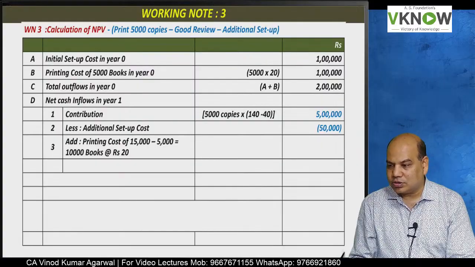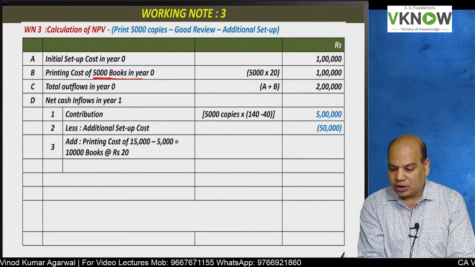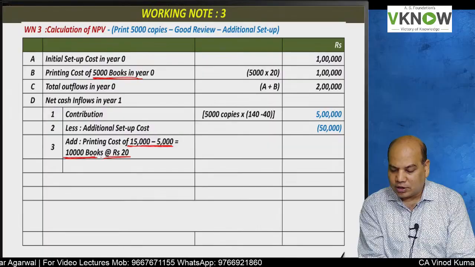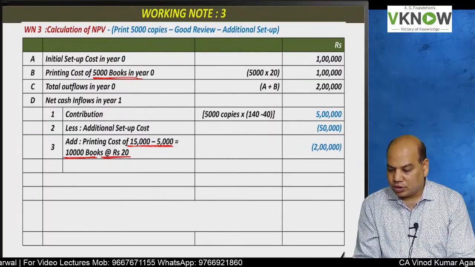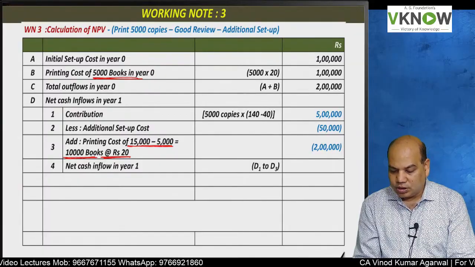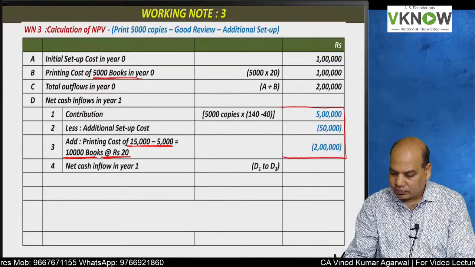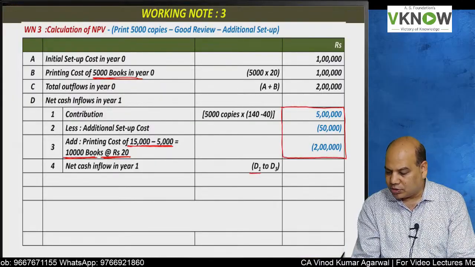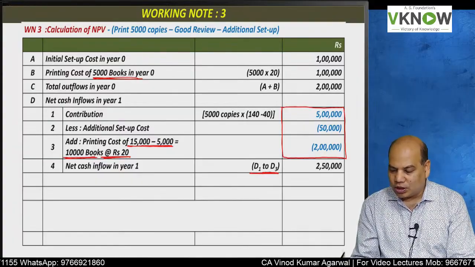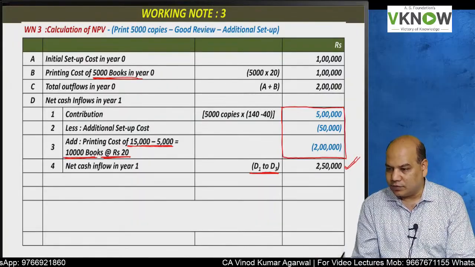So add printing cost. How many books do I need to print now? 5,000 I have already printed here. So now I am going to print 15,000 minus 5,000, 10,000 books at rupees 20 each. So that is 2 lakh. So my net cash inflow in year 1, you add these three numbers, D1 plus D2 plus D3, and that is equal to 2,50,000. So year 1 cash inflow will be 2,50,000.